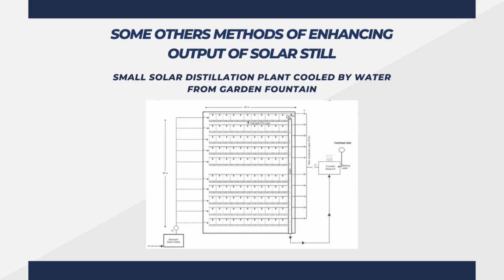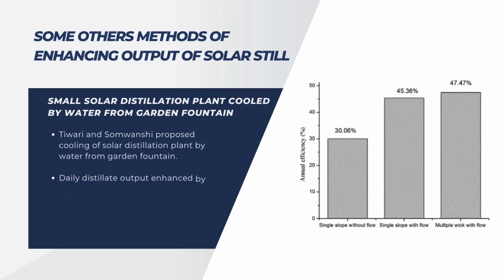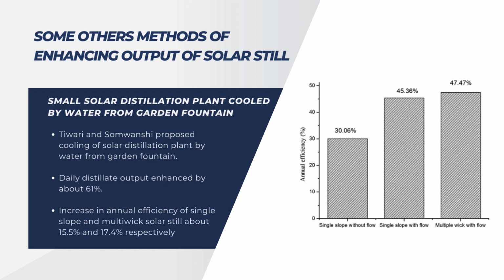Now, a small solar distillation plant cooled by water flow over the glass cover using garden fountain water. As can be seen in the figure, there are a number of solar stills connected with the fountain, and the fountain water flows over each and every glass cover. Tiwari and Somvanshi, researchers, proposed a small solar distillation plant cooled by water from a garden fountain. They found the daily distillate output enhanced by the order of 61% and the increase in annual efficiency of the single slope and multi-wick solar still about 15.5% and 17.4% respectively.